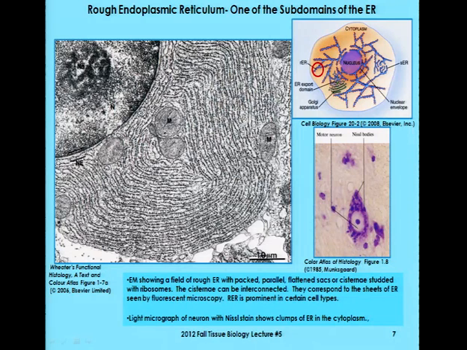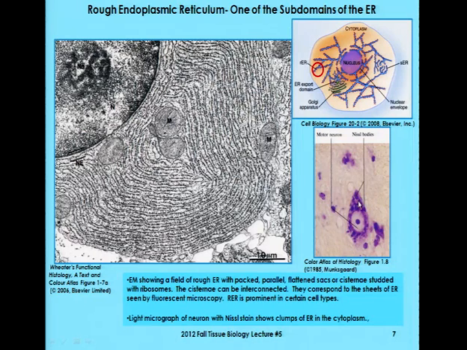So when we see this dense array of sheets of rough ER, this corresponds to what we observe by fluorescent microscopy when there's this dense labeling near the nucleus. Now, many cells have large amounts of rough ER, and these are cells that are producing a lot of protein. Plasma cells are one type of cell that is generating a lot of protein. Another type of cell that generates quite a bit of protein are neurons.